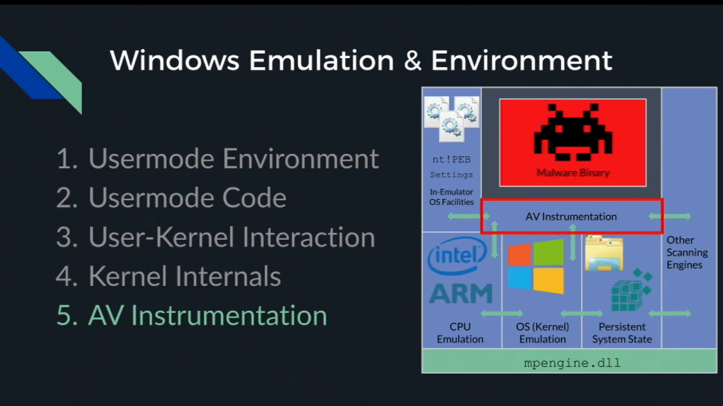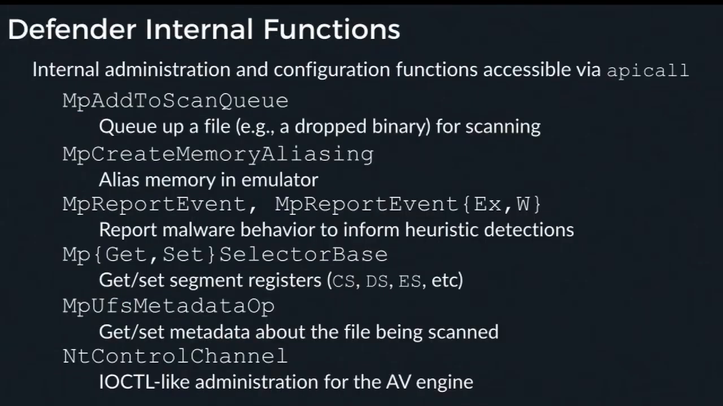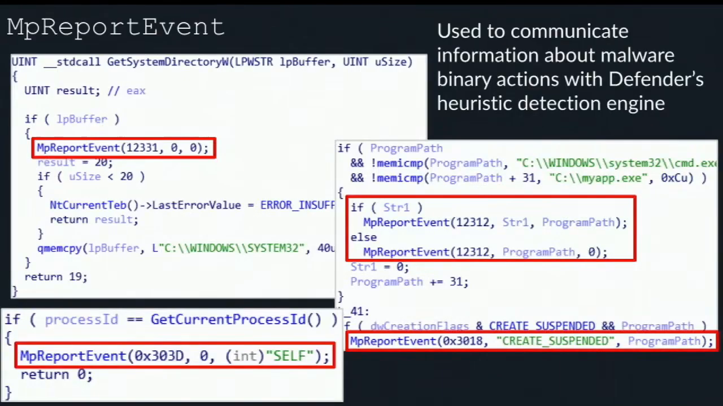Finally, moving into talking about AV instrumentation. Throughout the engine, we have these internal functions that I mentioned that are accessible through the API call hypercall instruction, and they do things like queue up a file for scanning, alias memory inside the emulator, and most interestingly, report malware behavior to inform detection heuristics. So we're going to talk about that.